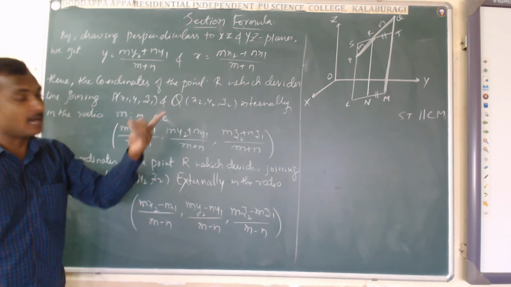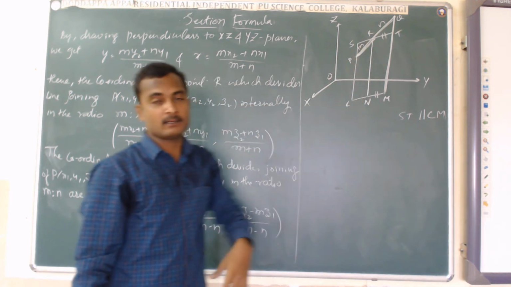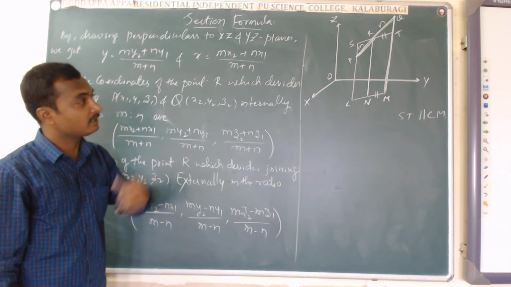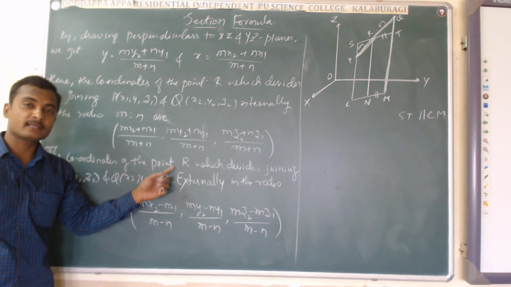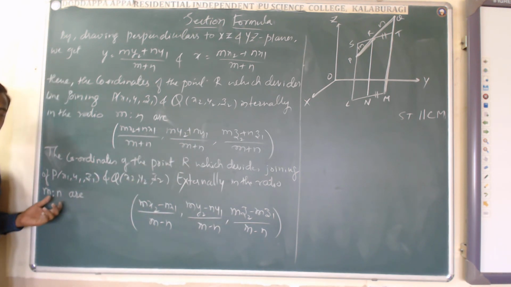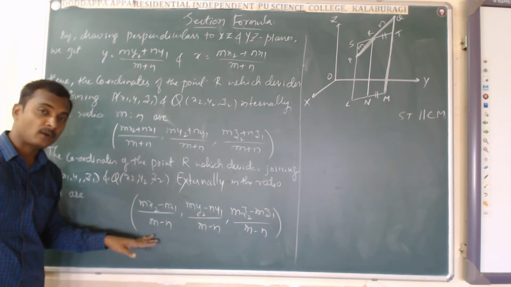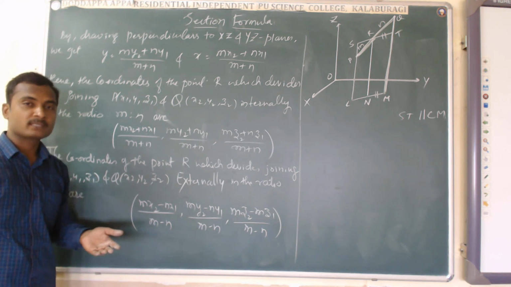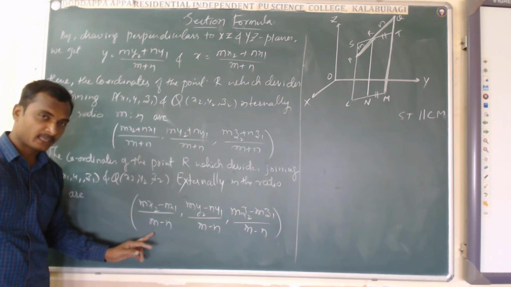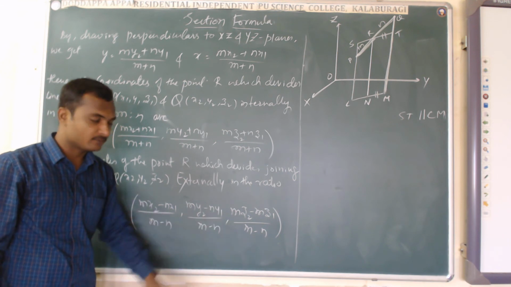Now, if the point R divides the joining of PQ in the exterior portion, that is, externally in the ratio m is to n, between P(x1, y1, z1) and Q(x2, y2, z2), then we have the section formula for external division. That is (mx2 minus nx1) by (m minus n), (my2 minus ny1) by (m minus n), and the last is (mz2 minus nz1) by (m minus n).